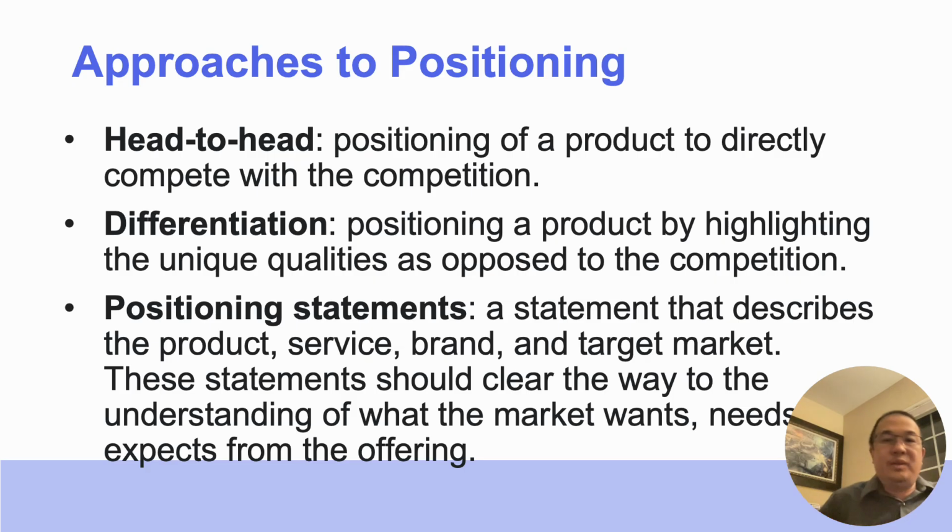This explains 3 common approaches companies use to position their products in the market. Number 1, head-to-head positioning. This is positioning a product to directly compete with the competition. This means a company positions its product as a direct alternative to a competitor. The goal is to convince customers that its product is better or equal to the competing brand. Examples include Pepsi versus Coca-Cola, Burger King versus McDonald's, Samsung Galaxy versus Apple iPhone. These companies compete for the same target customers.